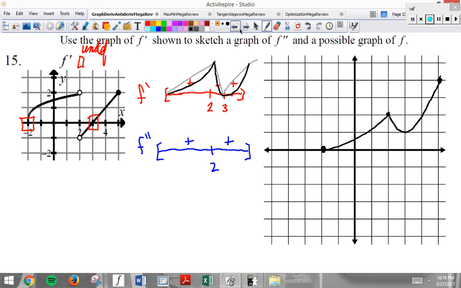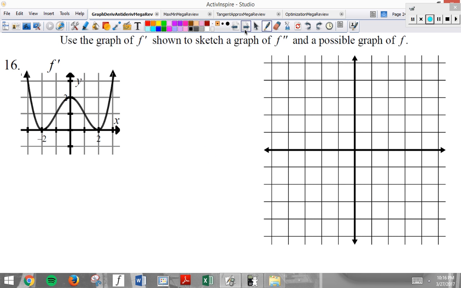Okay, more. Always more. F double prime first, then F prime. Go, do it. Pause the video and actually do it yourselves. I'm doing it. It's been hours, it feels like. 3, 2, 1. Here we go.